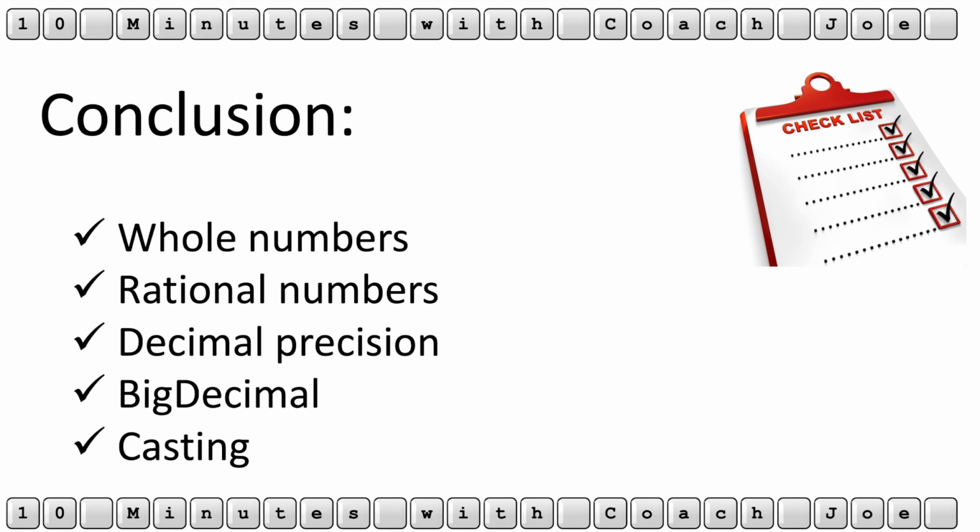You should now have an understanding of the data types used for whole and rational numbers. BigDecimal is an option if decimal precision is a concern. Casting is a way to convert one data type to another. Many data types were discussed, and some may need additional research. In the next lesson, we'll discuss data types for dates.